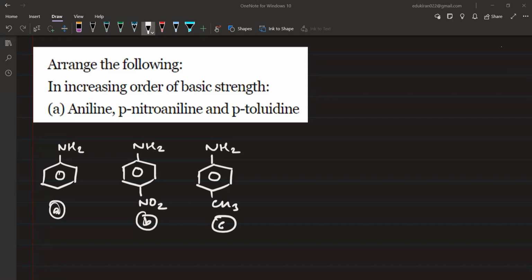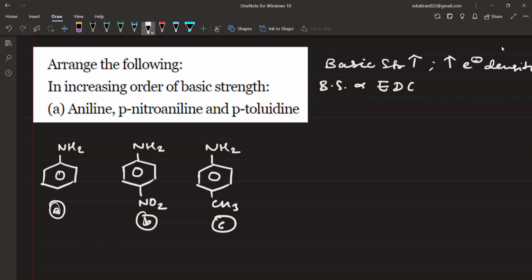See, like this, if you're not able to give the basic strength, then remember the basic criteria for basic strength. What is the basic criteria? Basic strength increases on increase in electron density, right? That means basic strength is directly proportional to electron donating group, and it is inversely proportional to electron withdrawing group. Okay. Now in the A case, we don't have any group, so blank. NO2 is electron withdrawing group, and CH3 is electron donating group. Okay, in the para position. Now here we can directly write now that C is going to be the most basic.